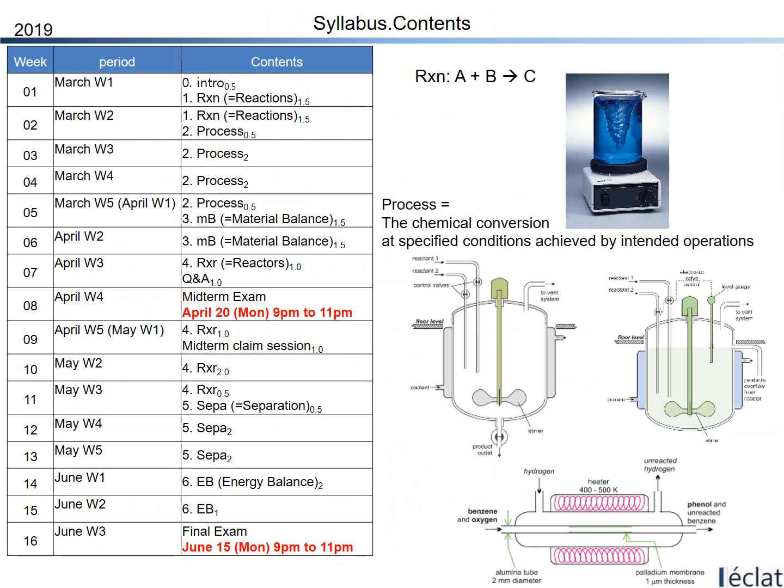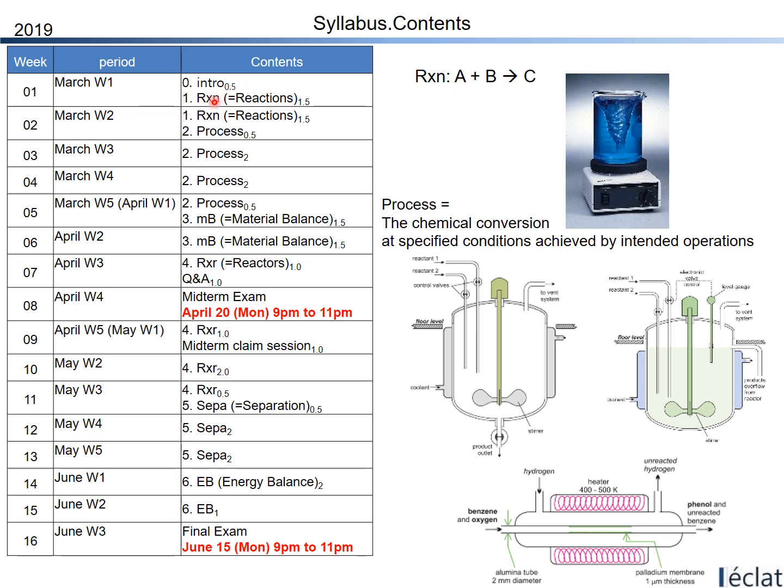Okay, so here is the schedule of your course. In this table, you can find the week, like first week, second week, and up to 16th week. In the second column, the period, like March first week, March second week, and sometimes the 5th week of this course has March 5th week plus April 1st week. And in the third column, you can find some content of this class. This course includes 1 introduction section and 6 chapters.